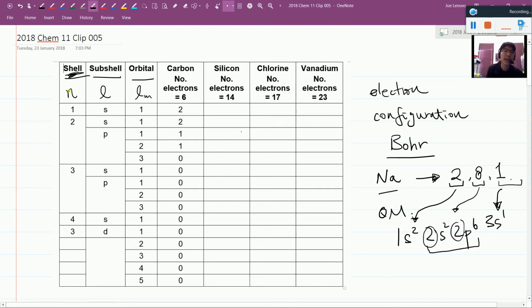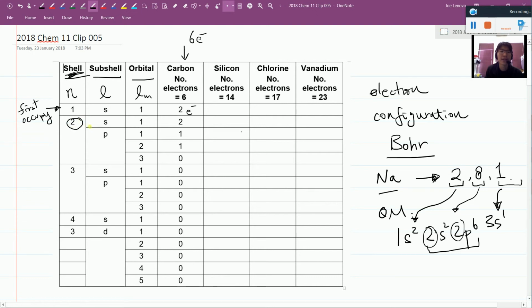When you see n equals 1, it has one subshell, s, and in that subshell you have one orbital for s, and each orbital accommodates two electrons. If you have carbon with 6 electrons altogether, the first 2 electrons need to go into 1s first. So this needs to be occupied first. Then, because we have another 4 electrons left after we fill in the 1s, we need to move on into the second shell.